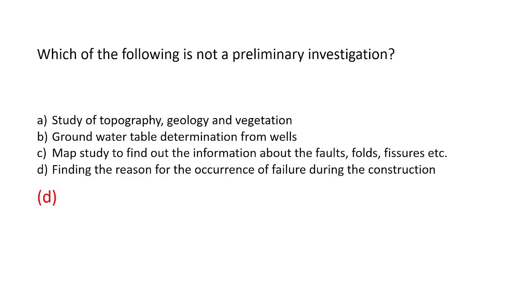The groundwater table determination from wells we also do in the reconnaissance survey, right? Or we can go for the study of maps given by several agencies like CGWB, the Central Groundwater Board, which will give you the groundwater table determination from the wells. So that is one kind of preliminary investigation. So the correct answer for this question is finding the reason for the occurrence of failure during the construction.